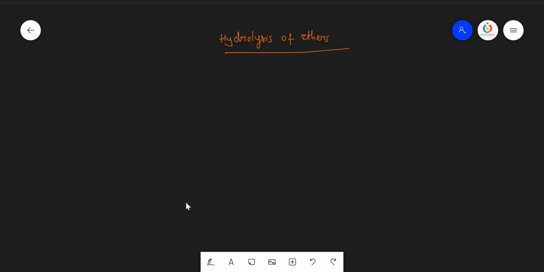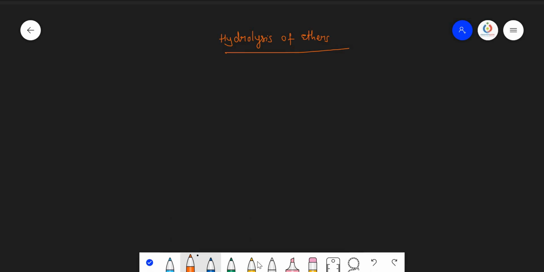Hydrolysis of ethers is one of the important reactions in the ethers lesson. Let us see what happens in the hydrolysis of the ethers. Whenever you take any ether, this is the general ether formula. So ether on acid hydrolysis, H plus and H2O, usually disconnects this bond and provides the alcohol.